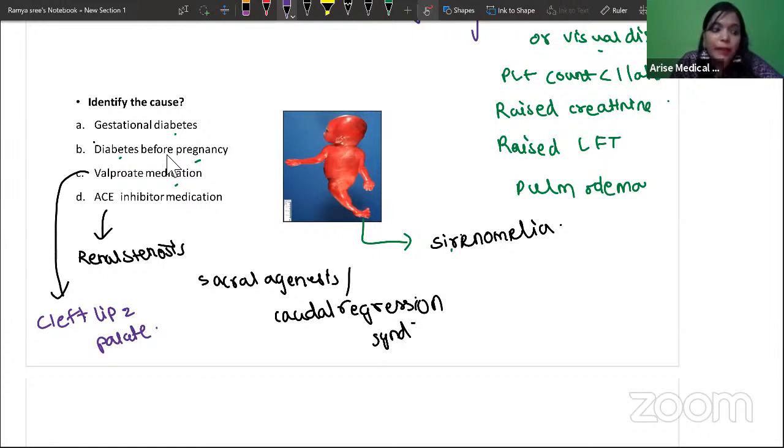GDM and diabetes before pregnancy. Which one do you want to go with? GDM or diabetes before pregnancy? Very good, VS. This is due to diabetes before pregnancy.